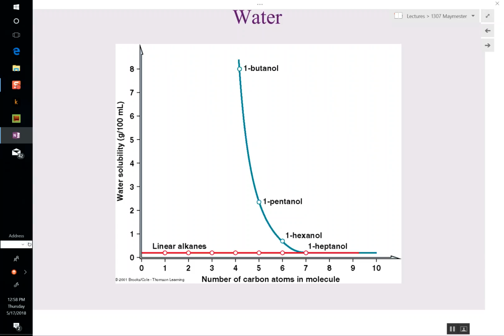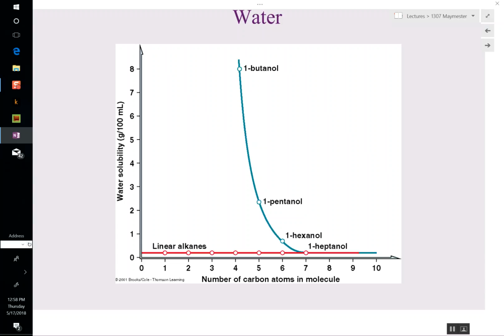There we go. Just 3 more carbons. So here's pentanol. We're starting to get it a little bit longer. I need 1 more hydrogen there. But we got an OH over here, and then we're starting to get this long chain. And what's happening? The solubility is dropping, as the chain length increases, the solubility in water is decreasing.